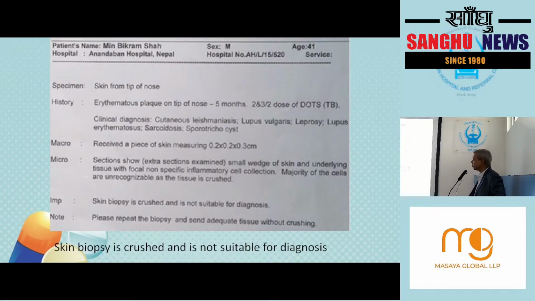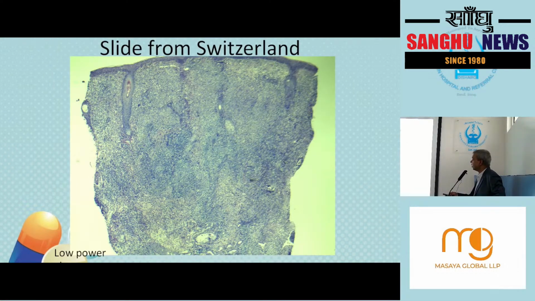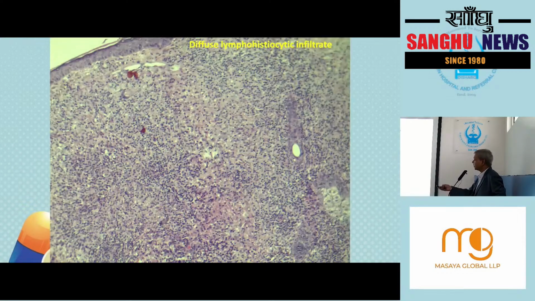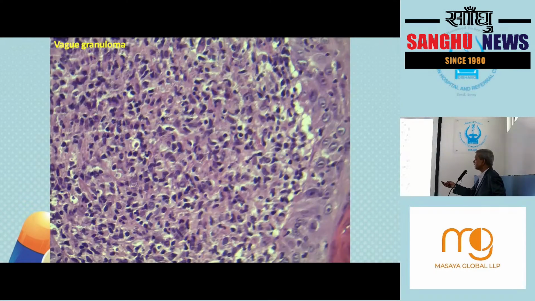So it is very soft and fragile. So it was not possible to give the diagnosis. So in between, we sent the biopsy to Switzerland, and again you can see in the lower power, again in the high power, you can see the diffuse lymphocytic infiltrate.